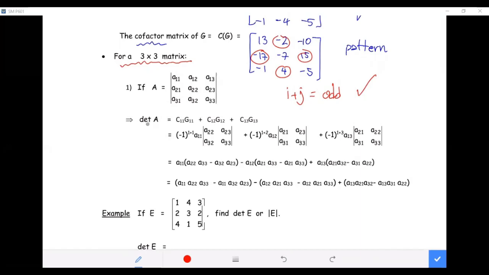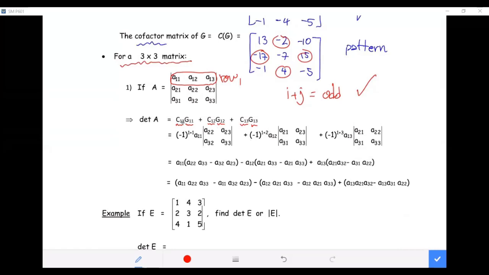The determinant is cofactor 1 1 multiplied with a11, cofactor 1 2 multiplied with a12, and cofactor 1 3 multiplied with a13. If you look at 1 1, 1 2 and 1 3, I know you're smart. Some of you are smarter than a teacher. Some of you can be my teacher. So I like row one, so I choose row one and then I just go.